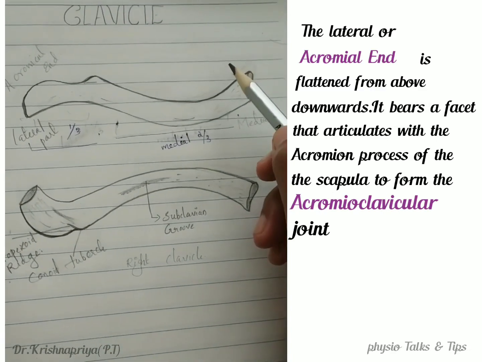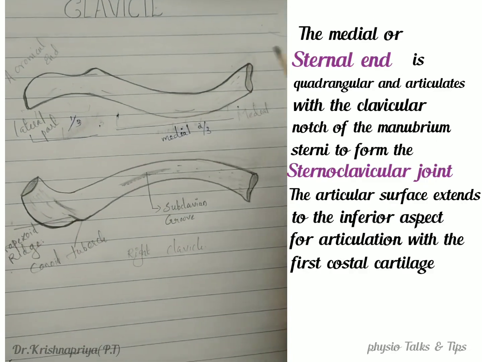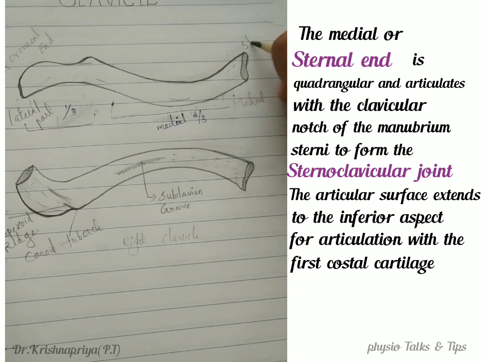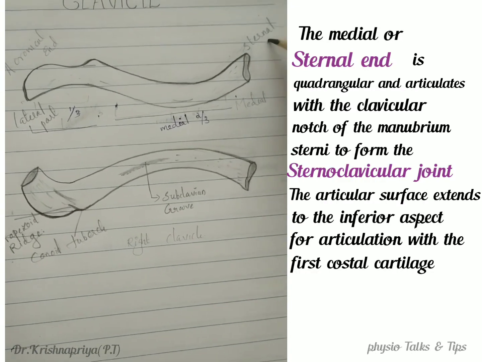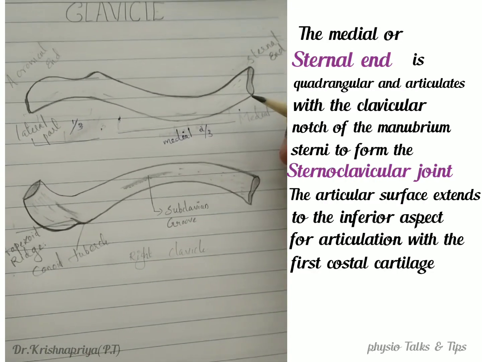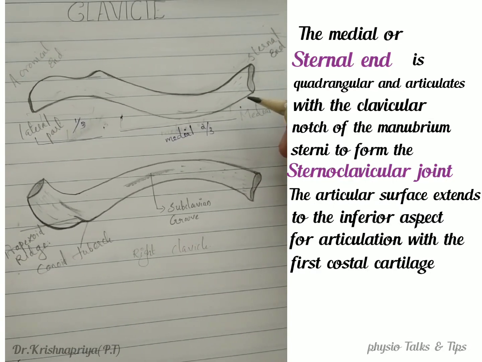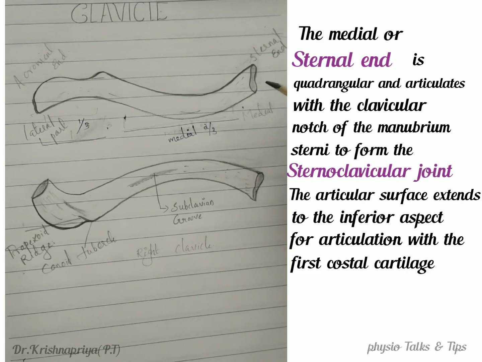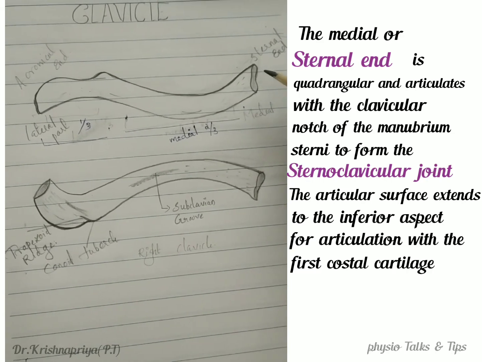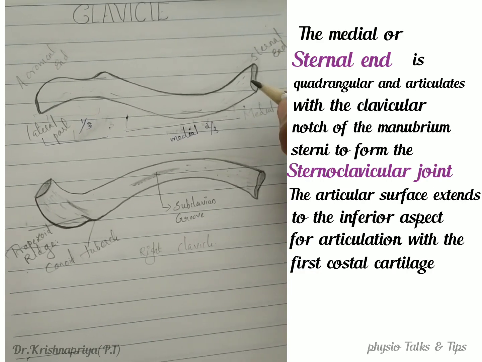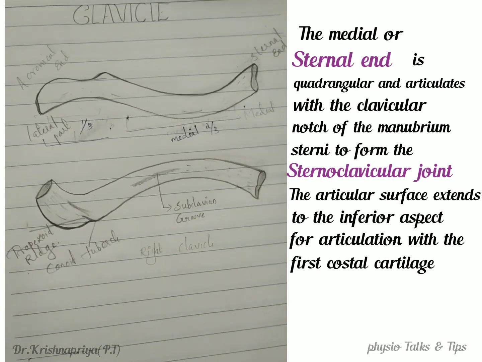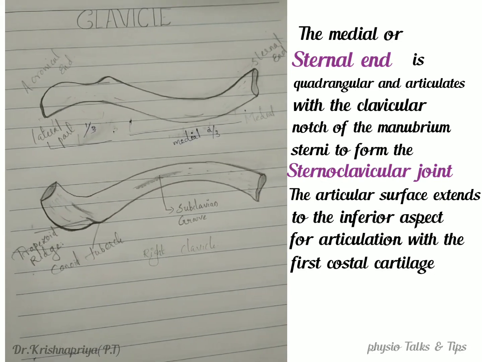The medial end, also called the sternal end, is quadrangular and it articulates with the clavicular notch of the manubrium sterni to form the sternoclavicular joint. The articular surface extends to the inferior aspect for articulation with the first costal cartilage.